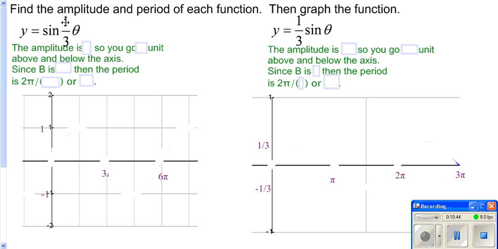We need to find the amplitude and the period of each one of these functions. Remember, your amplitude is the absolute value of the number in front. So our amplitude is 1. In other words, we'll go 1 above and 1 below our axes. Now, our b value is the number in front of your theta. That is 1/3. So to find your period, you're going to go 2 pi divided by 1/3. But instead of dividing by a fraction, you multiply by the reciprocal, and so you get 6 pi. So you're going to get one complete period right here.